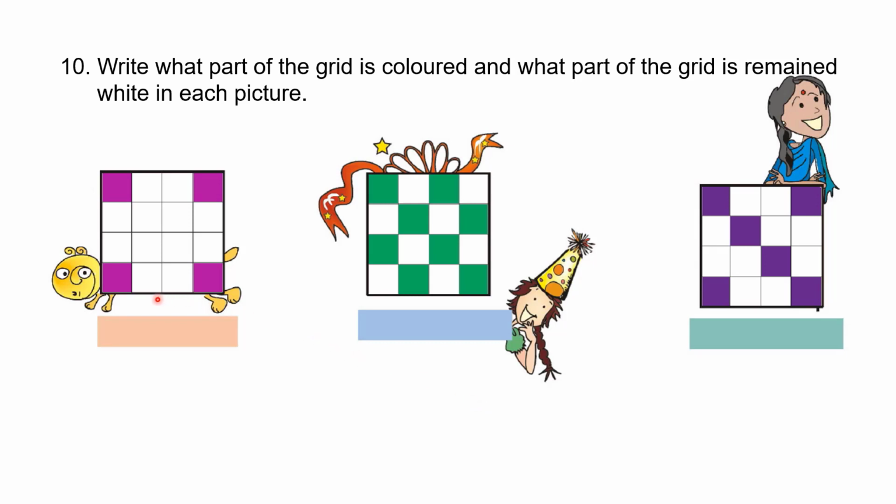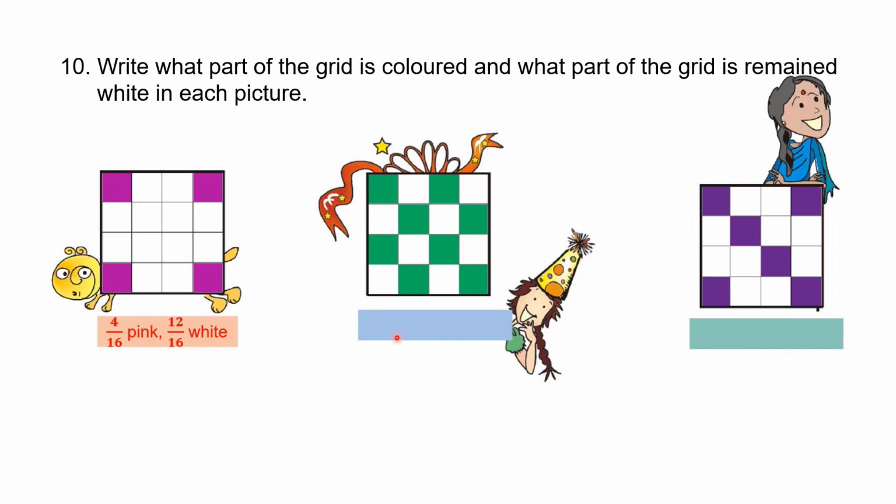Now look at this one. In the first square grid, 4 squares are colored pink. So we have to write it as a part, as a fraction. That is 4 out of 16. 4 by 16 are pink in color. And the other 12 squares, 1, 2, 3, 4, 5, 6, 7, 8, 9, 10, 11, 12. 12 out of 16, 12 by 16 are white in color. 4 by 16 pink, 12 by 16 white.